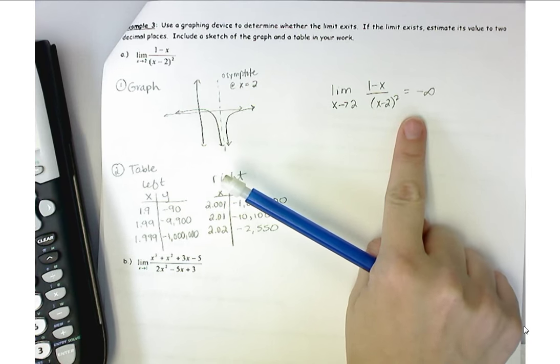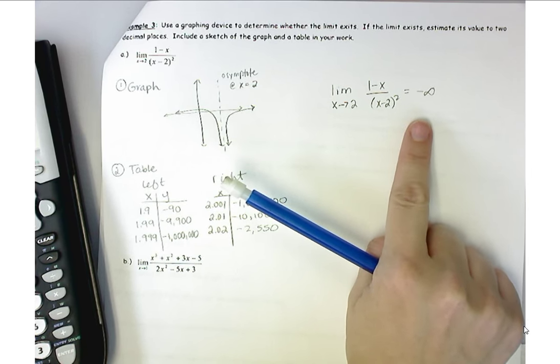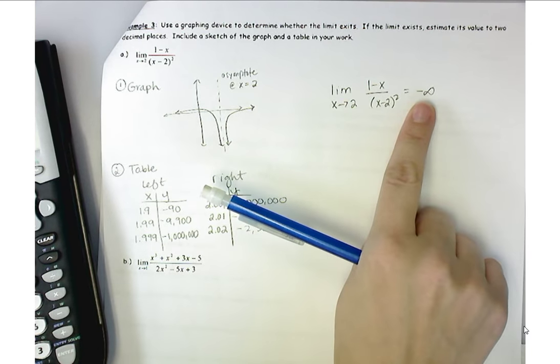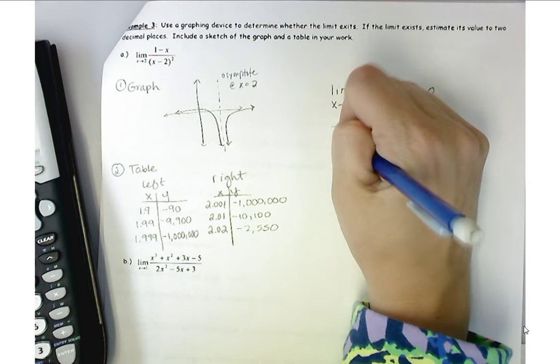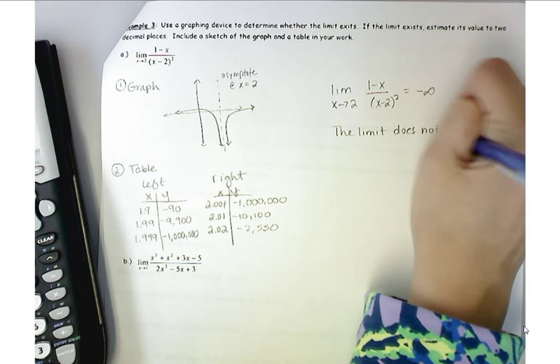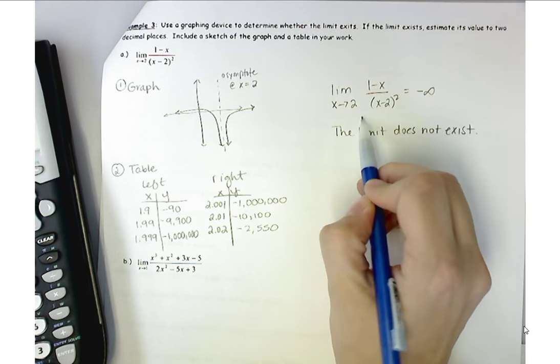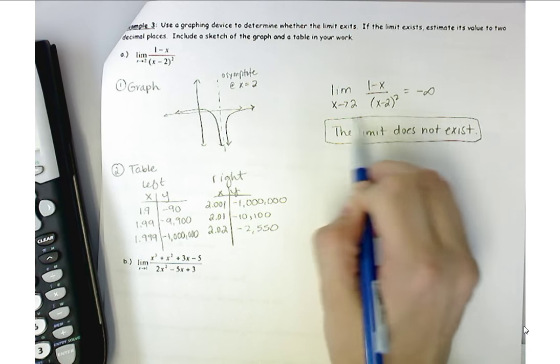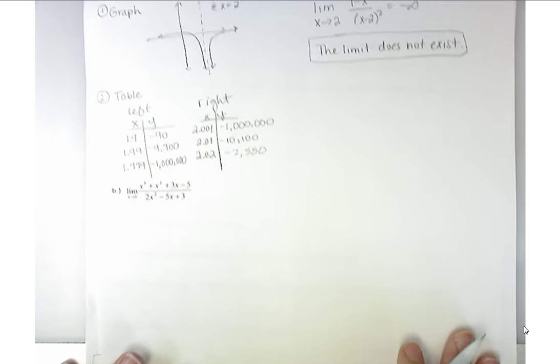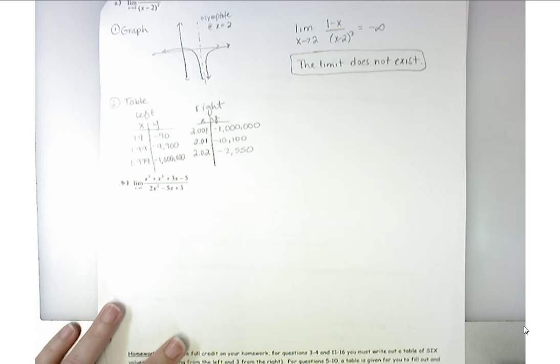Now even though they're both approaching negative infinity, remember how I said that infinity is not a number. Okay, it's not a fixed value. Infinity is an idea. That's not something that we can calculate. So the limit does not exist. Okay, so if you see that you're approaching infinity or negative infinity, we would say that the limit does not exist. Okay, again, because infinity is an idea and not a fixed value.